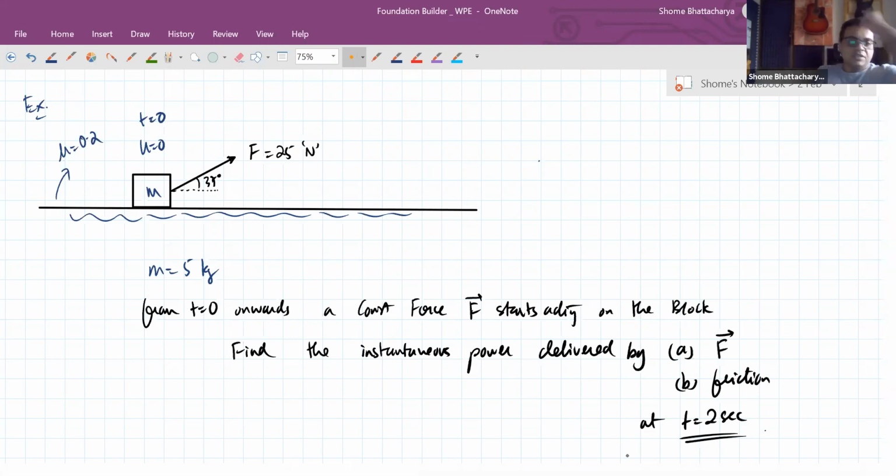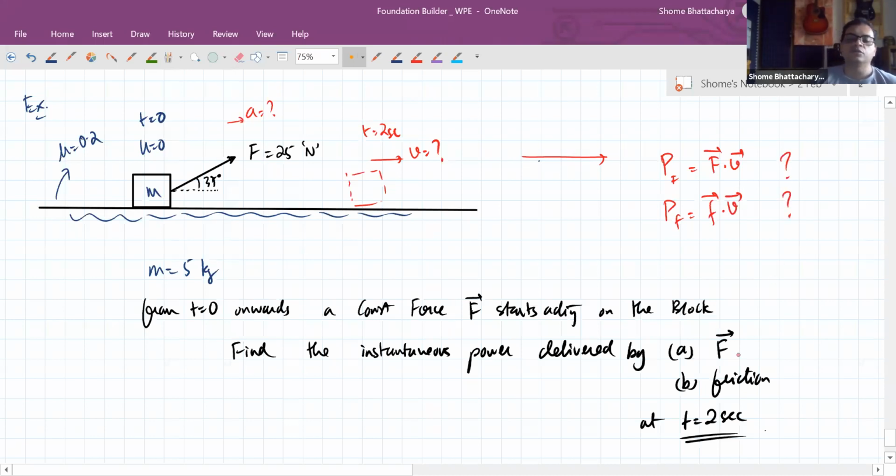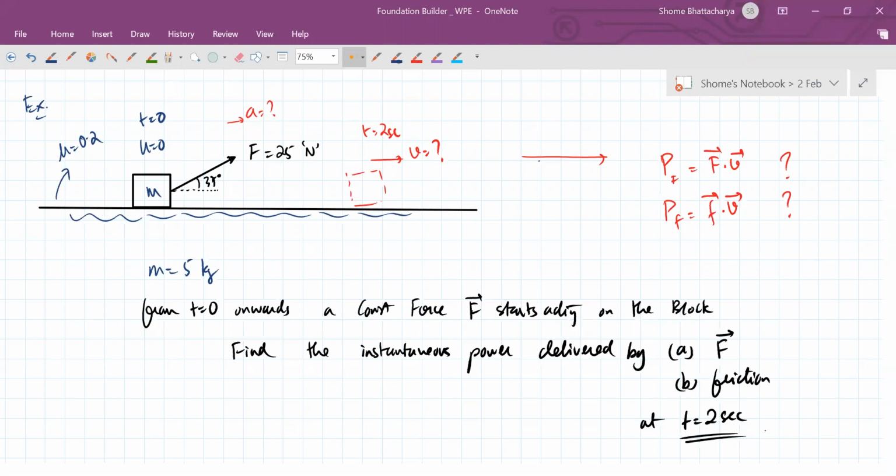So what we'll have to do here is a little bit complicated. You will have to first find the acceleration of the block. And from that you can find out that at t equal to 2 seconds, what is the velocity of the block? And once you have found the velocity, you can find the power delivered by F as F dot v. You can find the power delivered by friction as friction's dot product with velocity. So this is what we have to do in the question. So just try this out, people. This is the standard type of question for the concept of power. Take acceleration due to gravity g as 10 meters per second square.